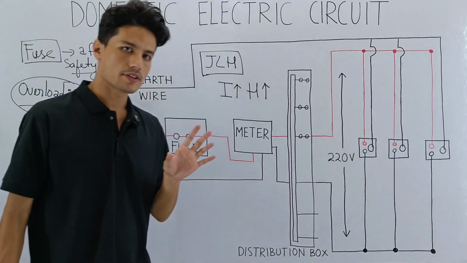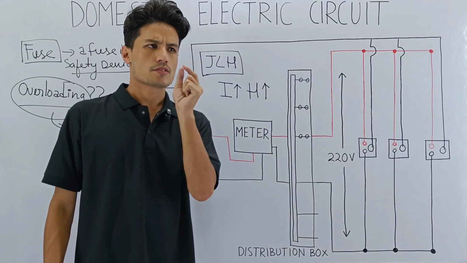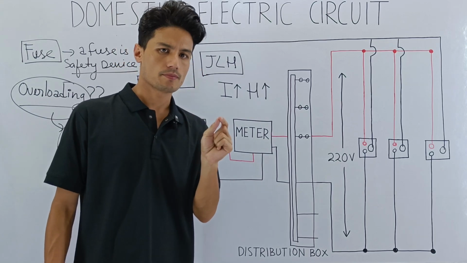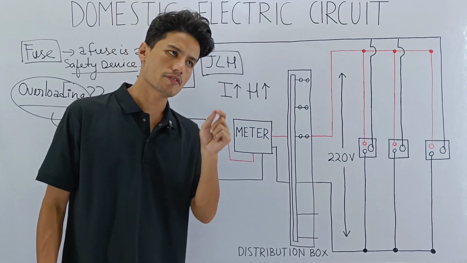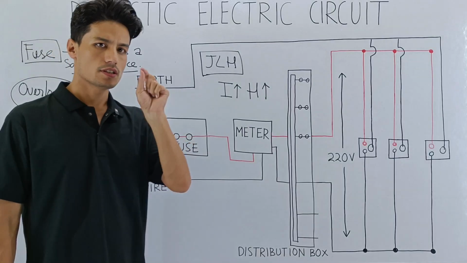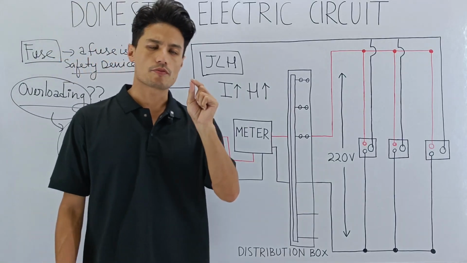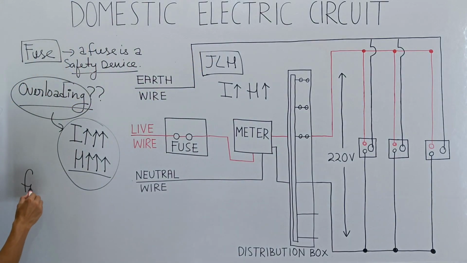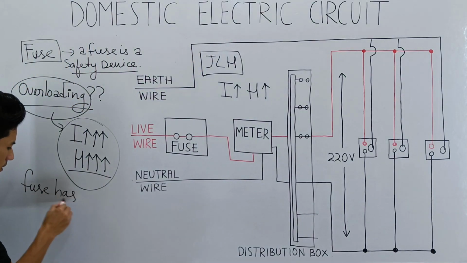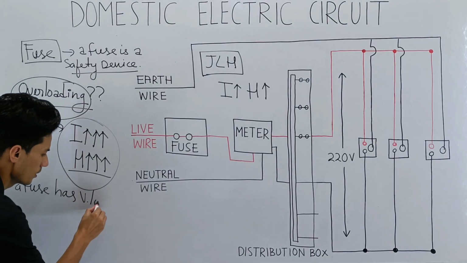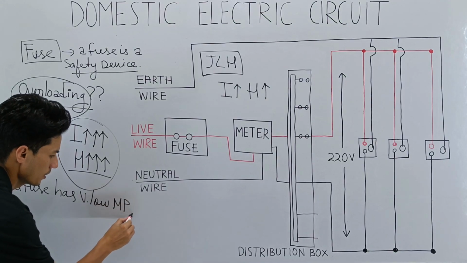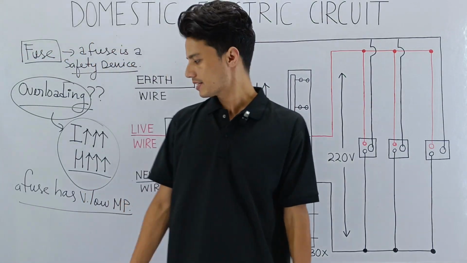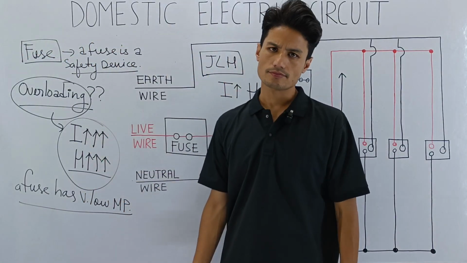What you need to know here is that a fuse is a small, thin wire having a very low melting point. A fuse is an alloy, and one very important property of a fuse is that it has a very low melting point. Now, how does having a low melting point save us from this situation?